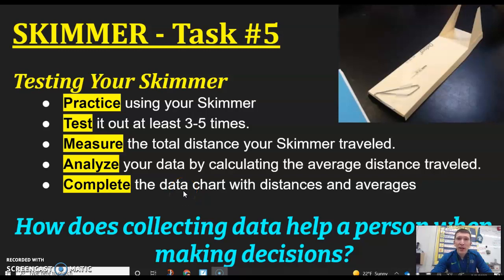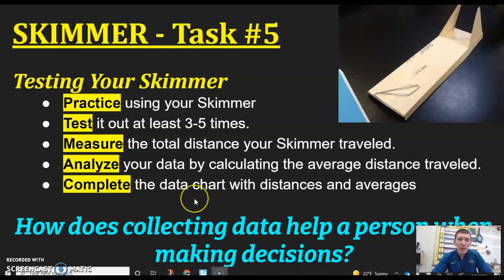At this point, you should have created your Skimmer project and tested it out to see how far you can get it to go across the floor. Hopefully, you're getting some distance. You're going to be completing a chart today to look at how far your Skimmer is actually traveling, and to compare whether it's doing better or worse than other classmates.